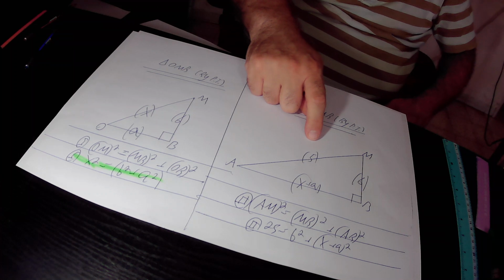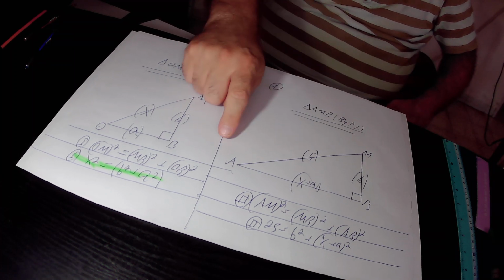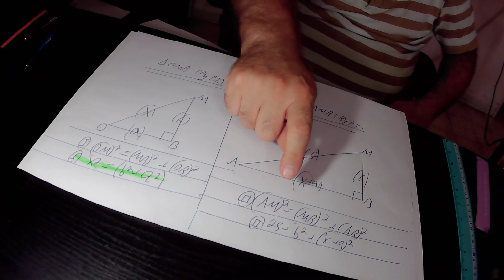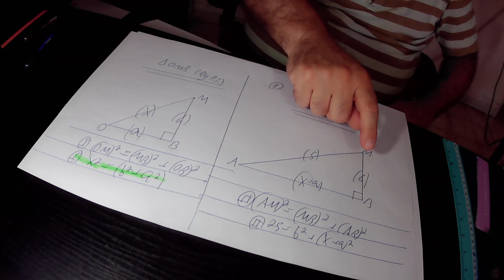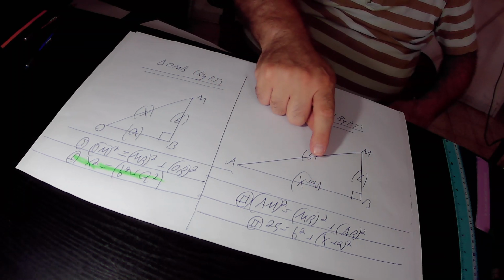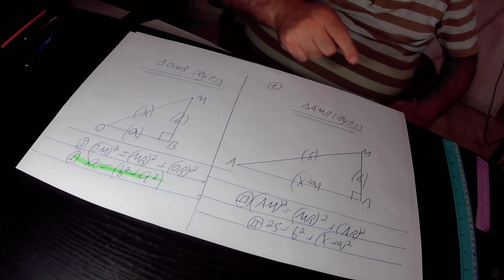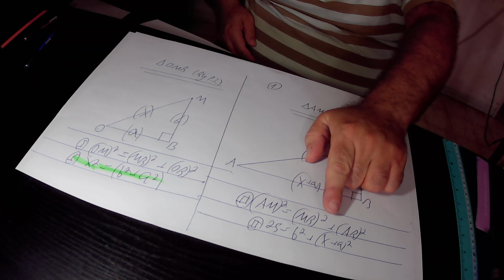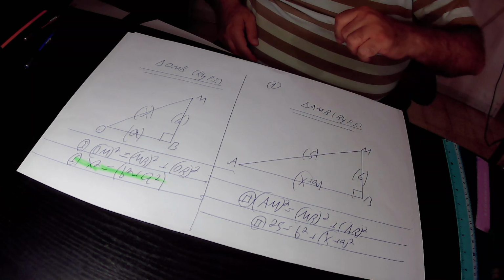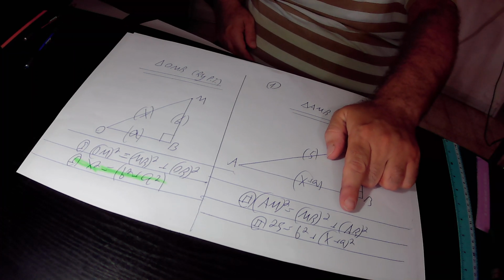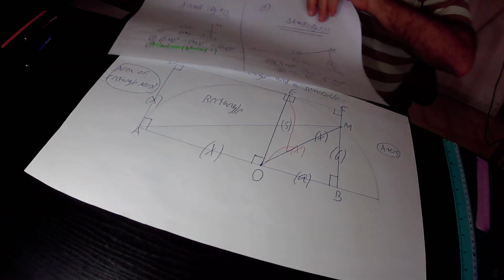MA is 5, therefore MA squared is 5 squared, that is 25, and it is equal to MB squared. MB is B, therefore MB squared is B squared, plus BA squared. BA is x plus A, therefore BA squared is x plus A squared. So in total, according to equation 2, I find that 25 equals B squared plus x plus A squared. x plus A squared equals x squared plus A squared plus 2 times x times A. So, repeat again.